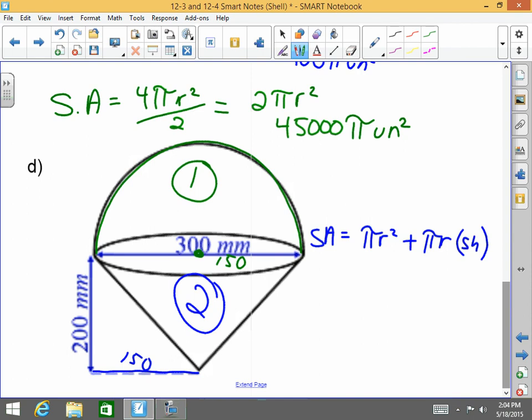This is a 3-4-5 triangle, times, no, not times 5, but times 50. Right? There's a 3-4-5 times 50. So 5 times 50, this would be 250. Now I have everything I need. Pi r squared, so we have 22,500 pi plus, yes sir?